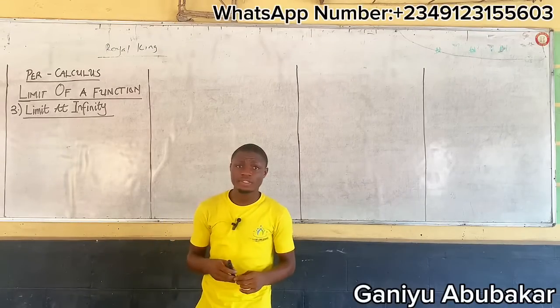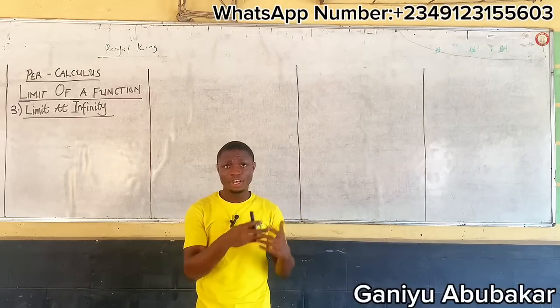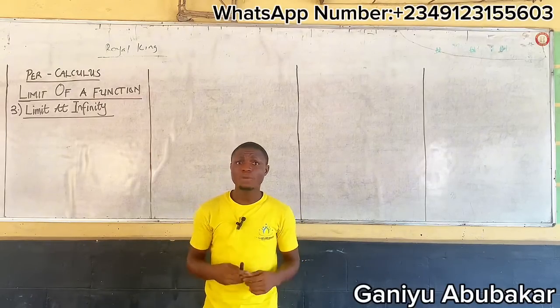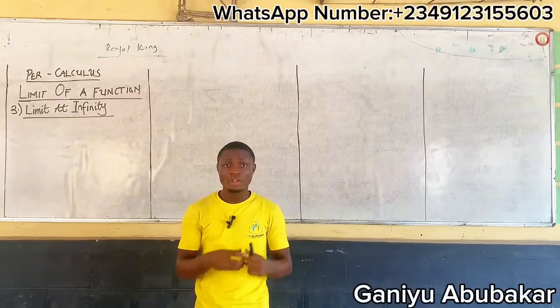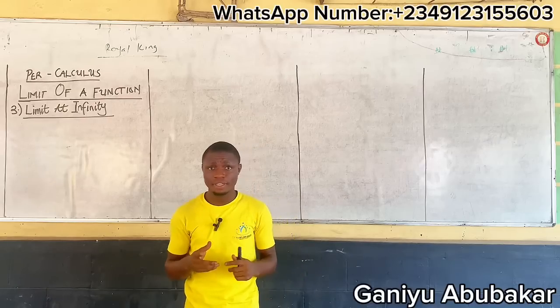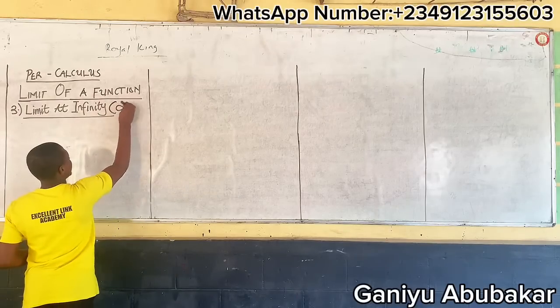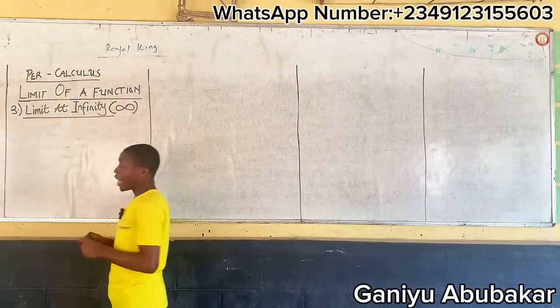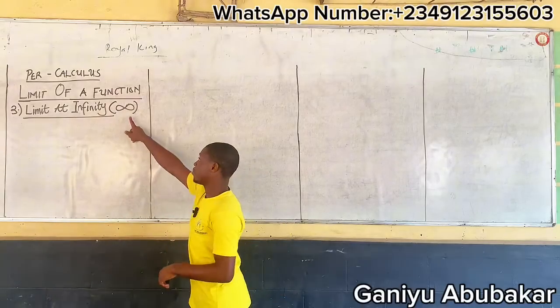Let's look at yet the third method on evaluating the limit of a function. The third method is known as limit at infinity. By the way, there's a symbol we use for representing infinity in mathematics. So this symbol here is actually a symbolic representation of infinity, as I have here, right?